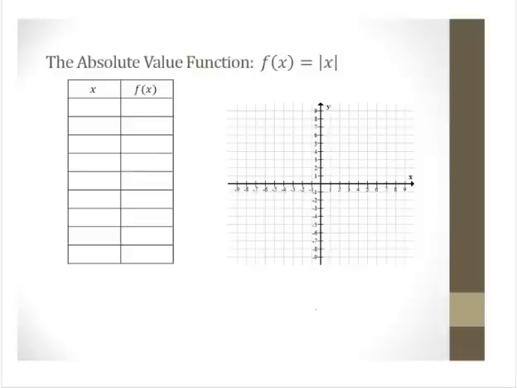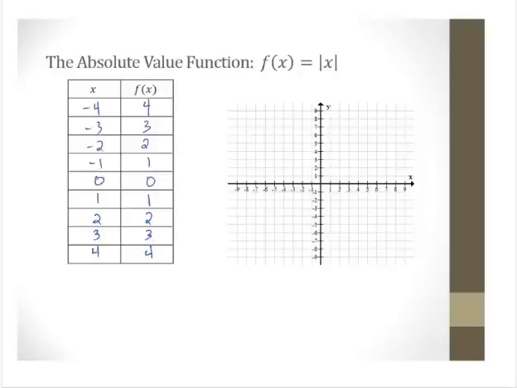The absolute value function. So this function takes the input and returns the absolute value of that input. There are no restrictions on this function for domain. So let's go with negative 4 to positive 4. The absolute value of negative 4 is 4. The absolute value of negative 3 is 3. 2, 1, 0. The absolute value of 0 is 0. The absolute value of 1 is 1. The absolute value of 2 is 2, etc.